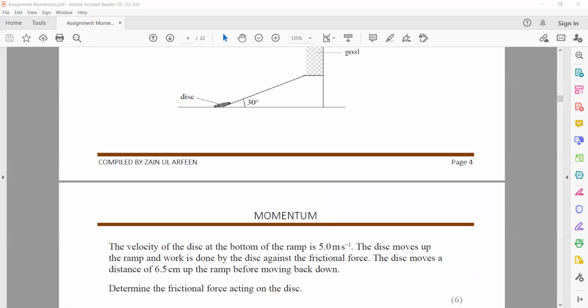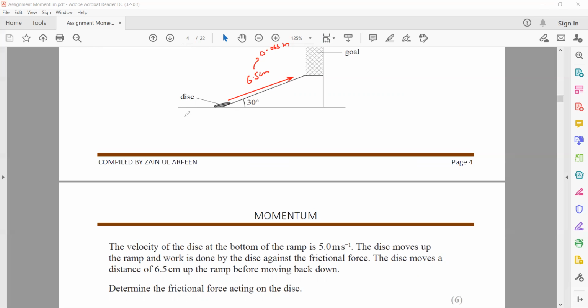So initially it has kinetic energy. When it rises up, it will have potential energy, and the difference of the two energies is equal to the work done against the friction. So when we work it out, it moves 6.5 centimeters, which is equal to 0.065 meters. We have the angle.